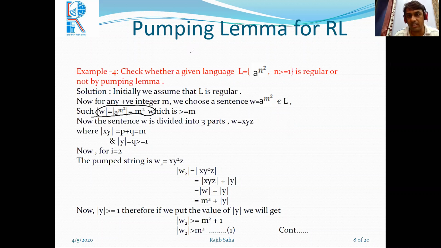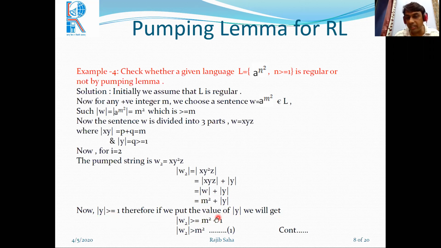So the value of mod w can be replaced here, and it becomes m square plus mod of y. And as per the algorithm, we know that mod of y is greater than or equal to 1. See my mouse pointer, you can understand this clearly. Therefore, if we put the value of mod y in this equation, we get mod of w2 greater than or equal to m square plus 1. It does not become equal to, it becomes greater than or equal to, as I have put the value 1 for mod y, which is greater than or equal to 1.